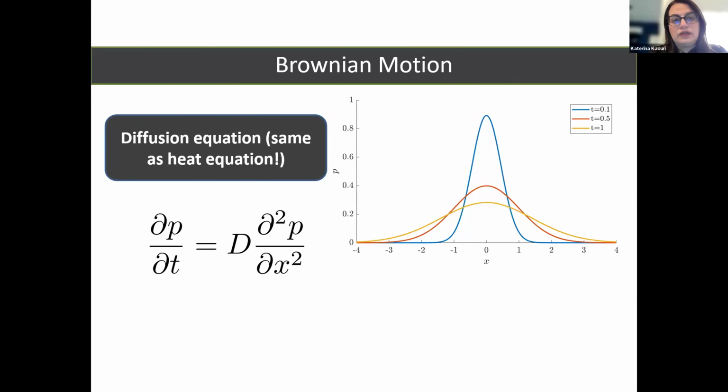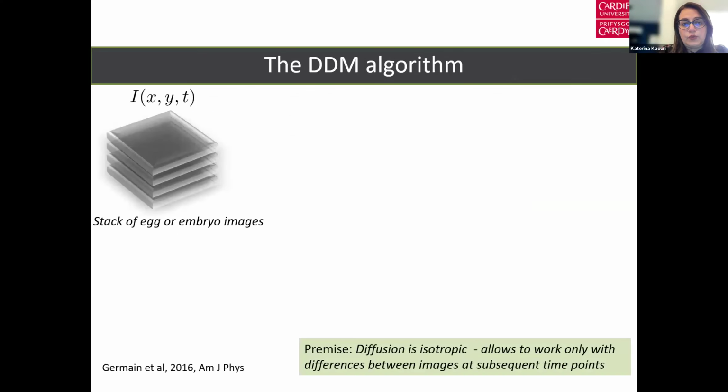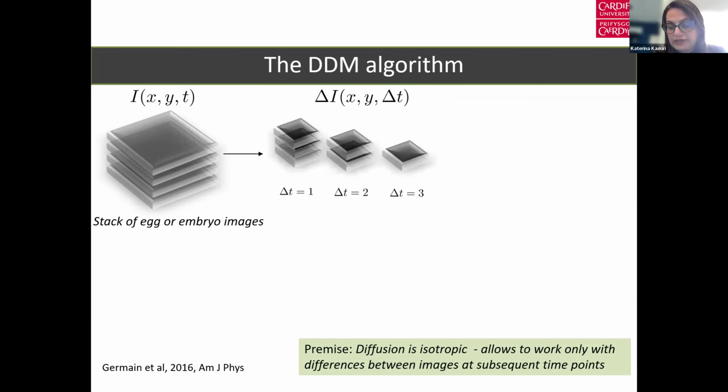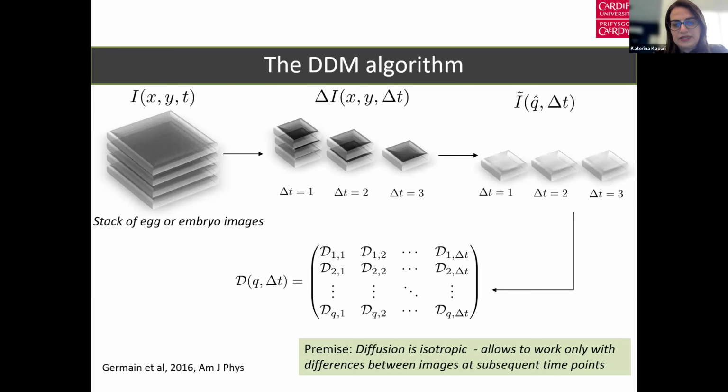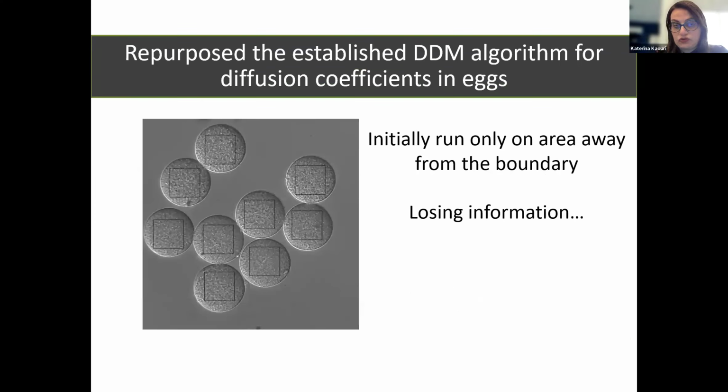So how do we do that? We use, again, the diffusion coefficient. Now the dependent variable is something else. And we apply the DDM algorithm, which is basically having a stack of egg or embryo images or any other images. In fact, they had colloids in the original paper by Germain in 2016. You can use the fact that diffusion is isotropic to allow to work only with differences between images at subsequent points. This is the premise of DDM. And you create the DDM matrix, and you can get diffusion out in that way.